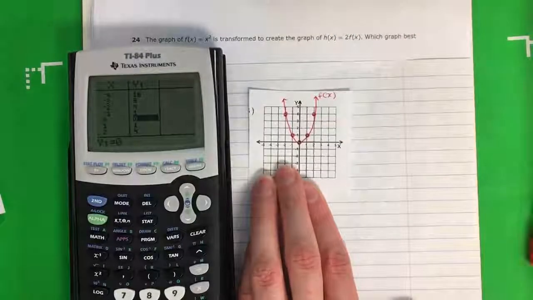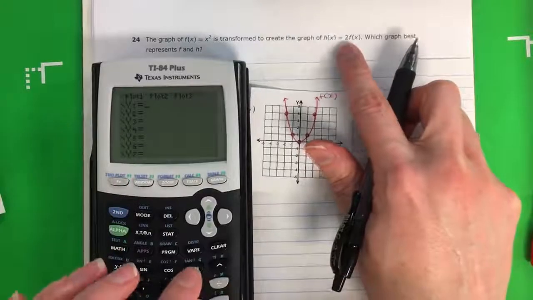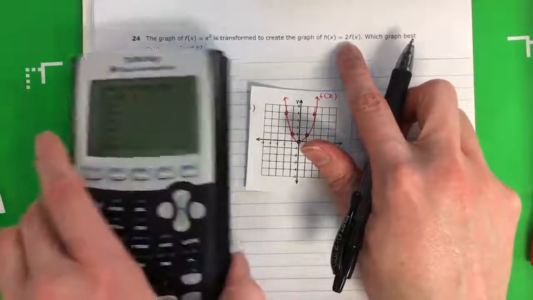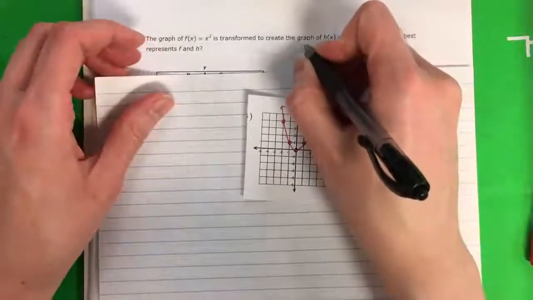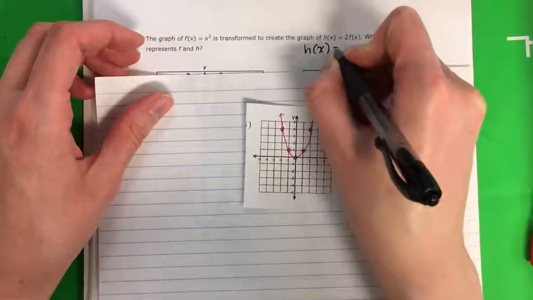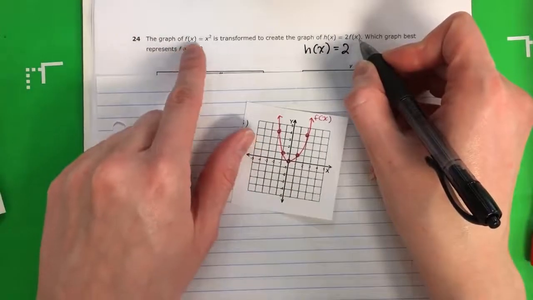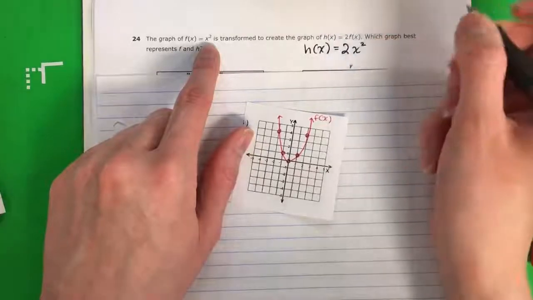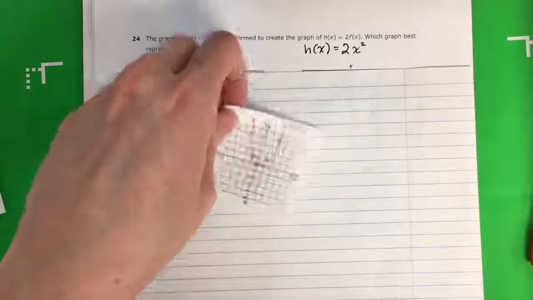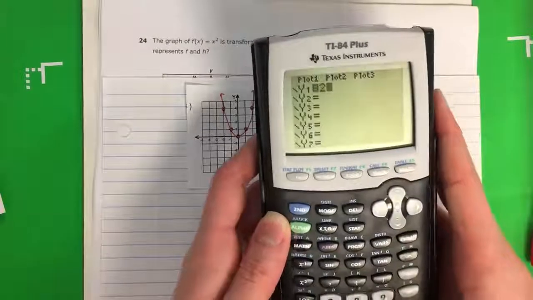Okay, now I need the h of x. So push y equals clear. We're going to put 2f of x. Now, how do you put that in the calculator? Well, if you have h of x equals 2, they said f of x. Well, look over here. What is f of x? It's x squared. So that means it's 2x squared. So I'm going to put in the calculator 2x squared.